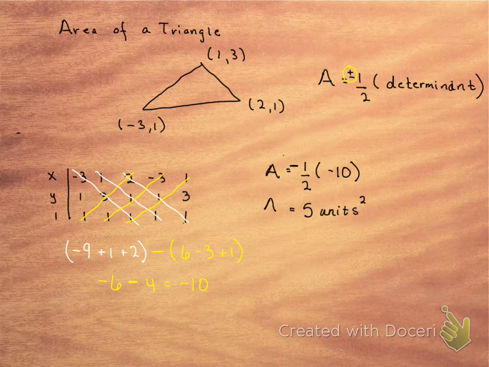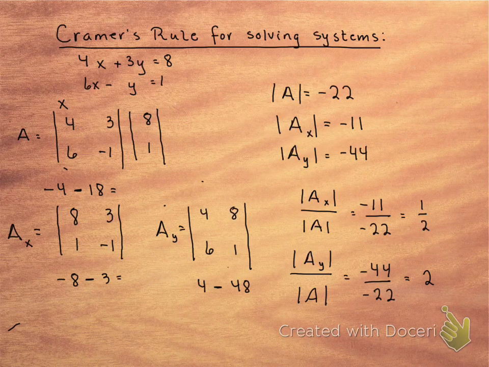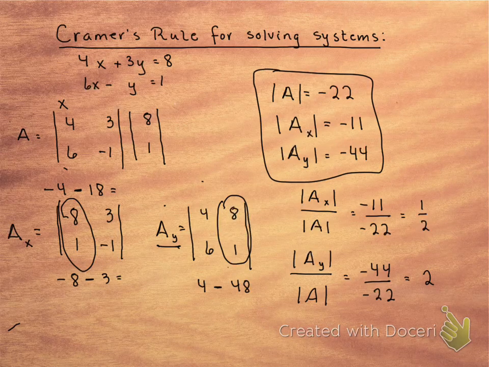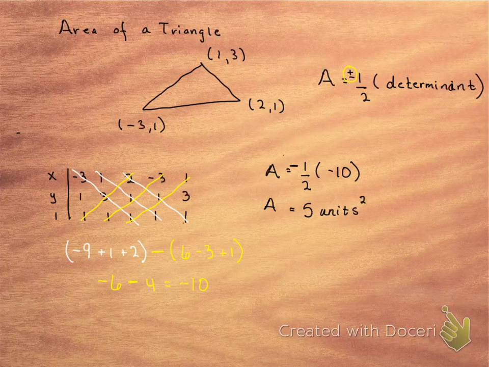There we go. So a quick recap. Cramer's rule, when you're solving for x, you find the x determinant. Replace the x column with the solutions. When you're finding the y determinant, replace the y column with the solutions. Find each determinant, and then you divide. The x determinant by the main to find x, the y determinant by the main to find y. Very, very cool stuff. Okay, get to work.